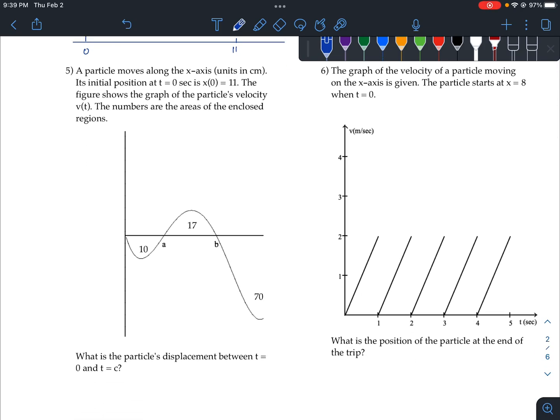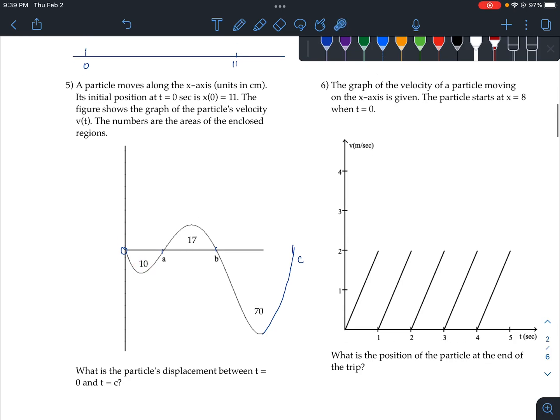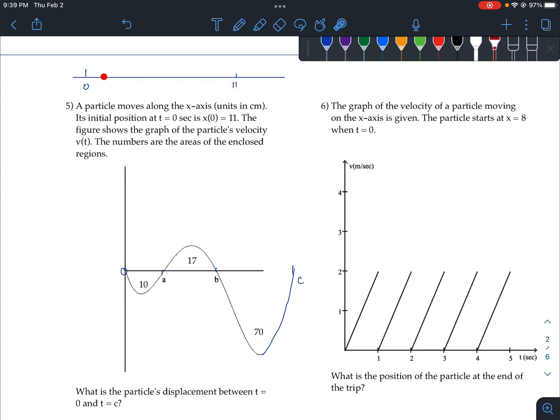So what is the particle's displacement between t equals 0, which would be right here, and t equals c? Notice that we have a, b. It doesn't show c because the software is unfortunately not the best. So we'll say c is right there. Displacement is positive and negative area. You can see that this area is 10, meaning that this particle moved left 10, and then 17, then it moved over 17, and then it moved over 70.